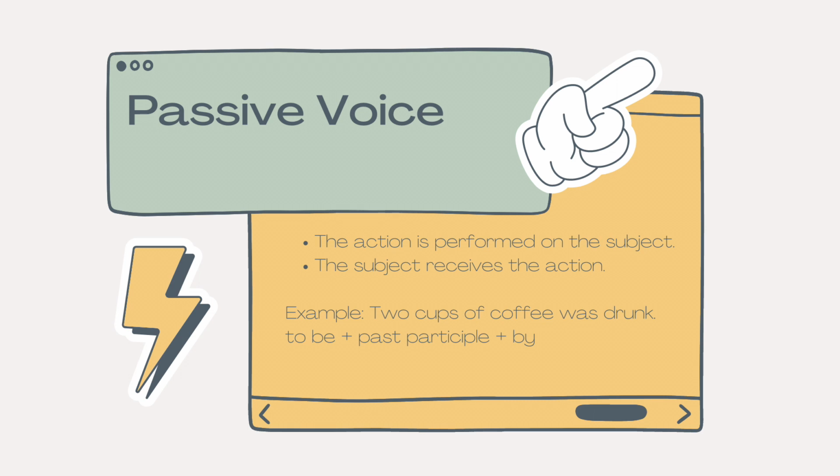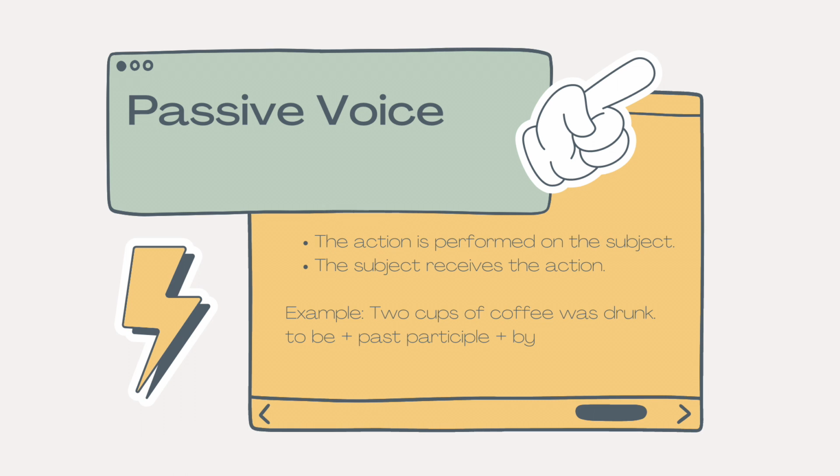Next, passive voice. Passive voice means the action is performed on the subject, which is, the subject receives the action. So in passive voice, the object will become the subject and the subject will become the object. Take a look at the example below. 2 cups of coffee was drunk.